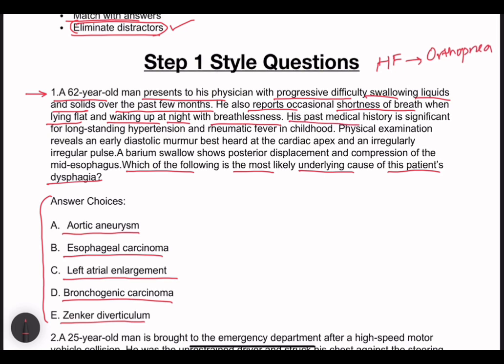His past medical history is significant for long-standing hypertension and rheumatic fever in childhood. So this patient has long-standing hypertension, which is one of the causes of heart failure, and also a history of rheumatic fever in childhood. Physical examination reveals an early diastolic murmur best heard at the cardiac apex and an irregularly irregular pulse. So the cardiac apex is also known as the mitral area.